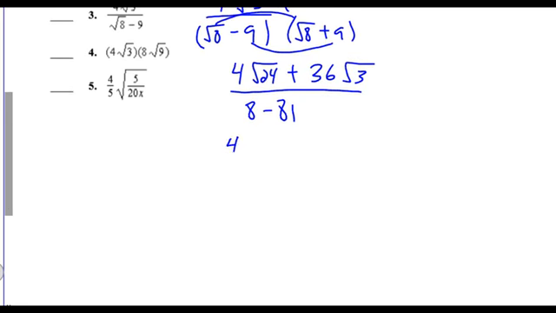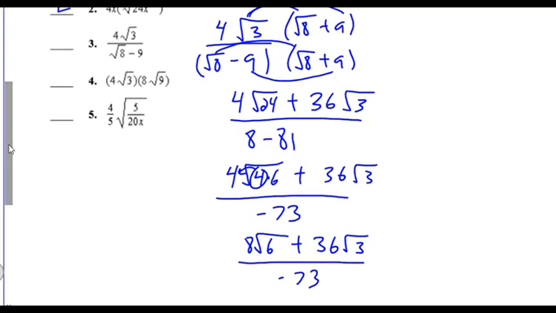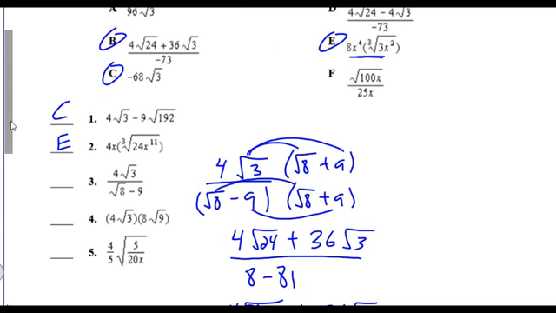Okay, and then I'm going to simplify this a bit. I'm going to split this root 24 up as 4 times 6, plus 36 root 3. Okay, negative 73, just 8 minus 81. The 4 gets to come out as a 2, so this ends up being 8 root 6 plus 36 root 3 all over negative 73. I'm hoping that's one of them. It's supposed to be B. Yep. All right, so here we go, that's B.